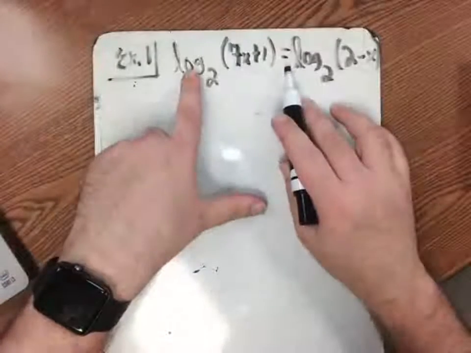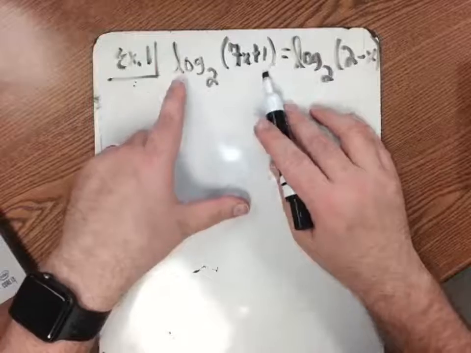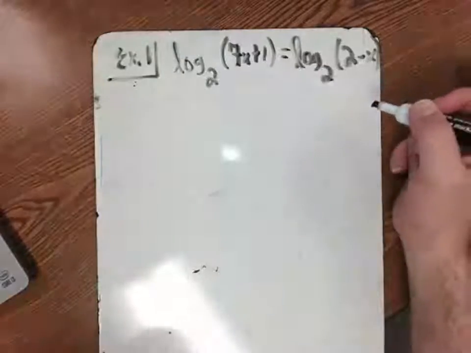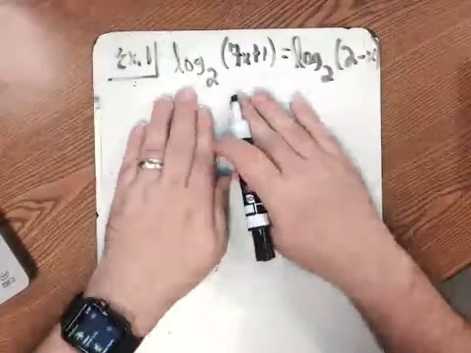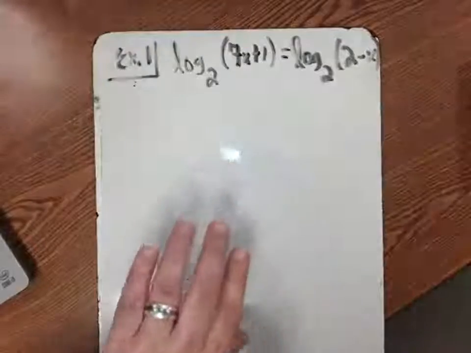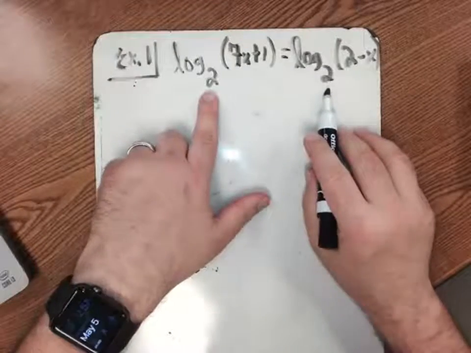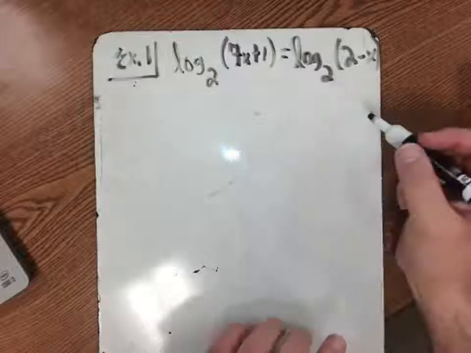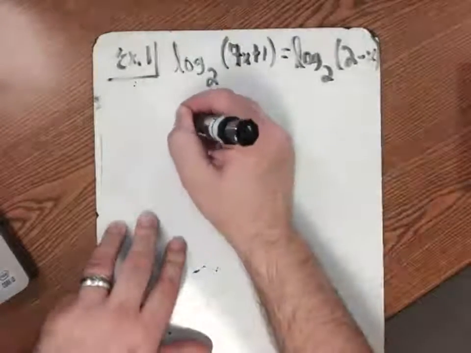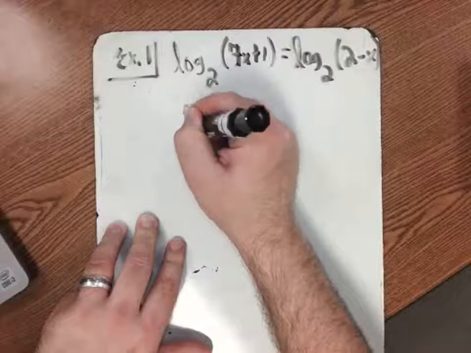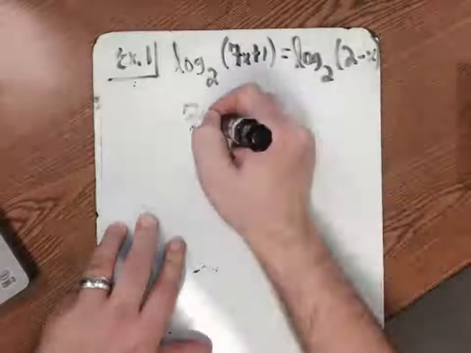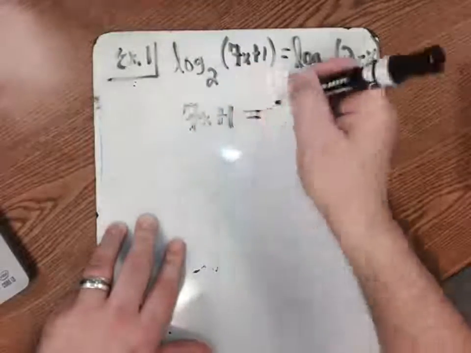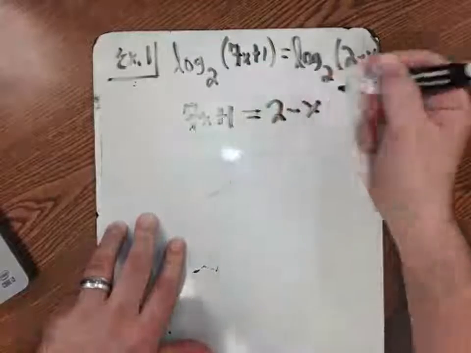Note, there's nothing outside the logarithm on either side, so that's good. That means we have a logarithm equal to a logarithm. Excellent. Also, the bases are the same. That must be true as well. Those two things must be true before I can do this. 7x plus 1 equals 2 minus x.